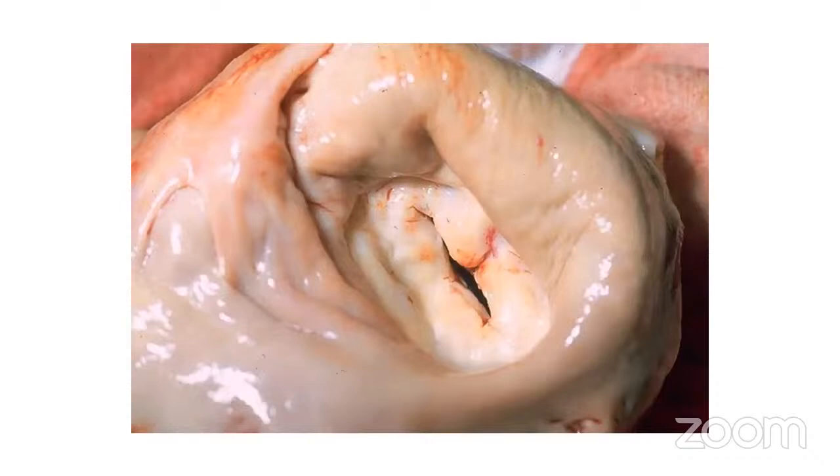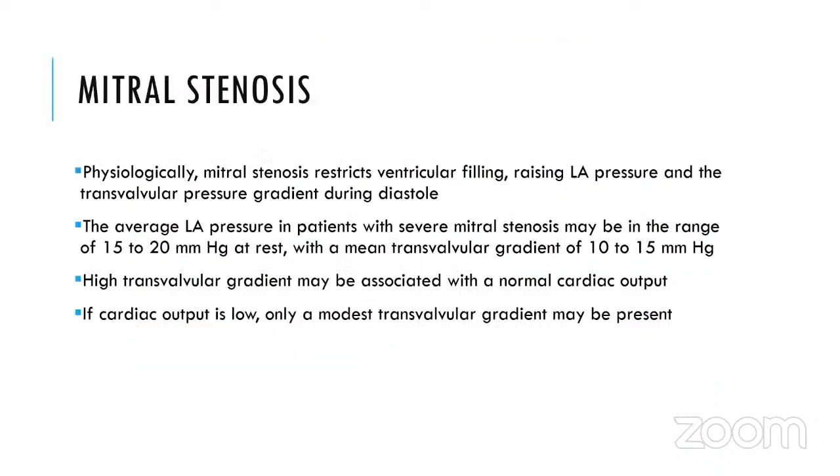This is the typical fish mouth appearance of the stenotic mitral valve. As you can see here, thickened leaflets and the stenotic mitral valve. So physiologically, mitral stenosis restricts ventricular filling, which raises LA pressure and the transvalvular pressure gradient during diastole.